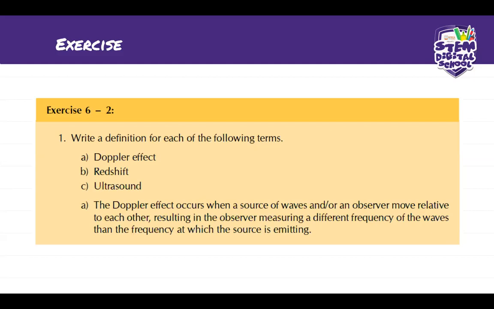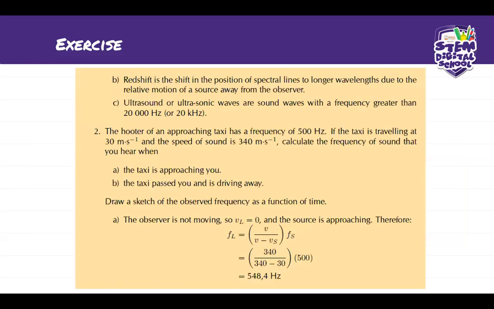So let's see what the redshift is. The redshift is the shift in the position of spectral lines to longer wavelengths due to the relative motion of a source away from an observer. So it's a shift in the position of spectral lines to longer wavelengths due to relative motion of the source away from the observer. So now we are talking about light.